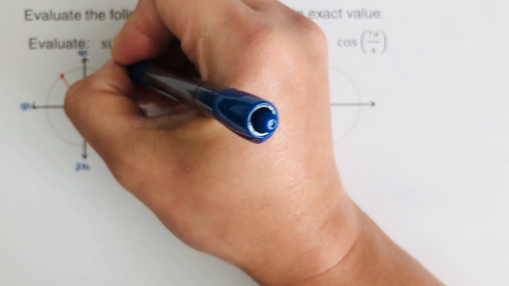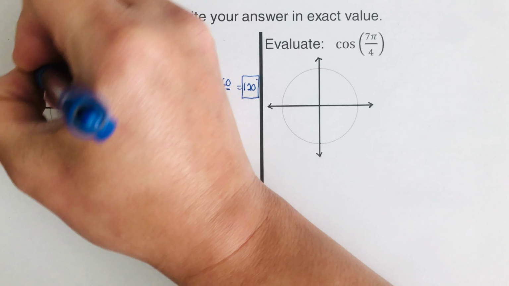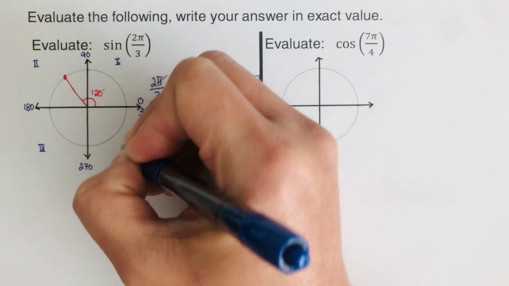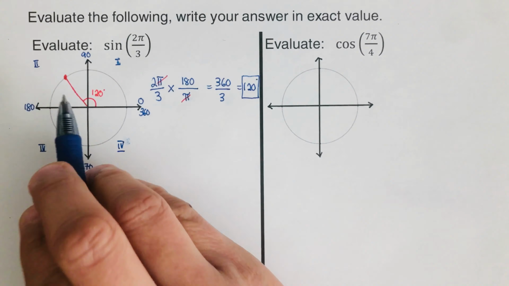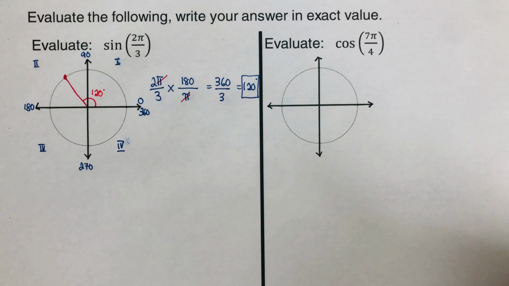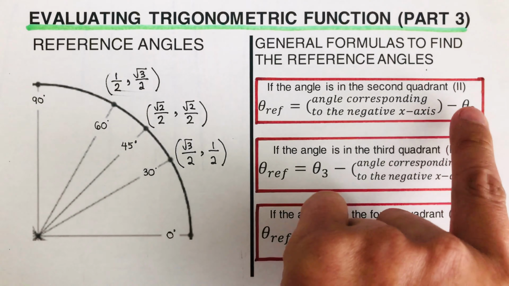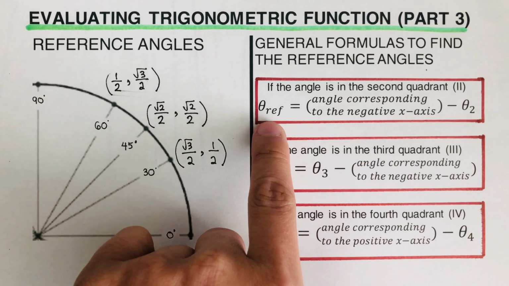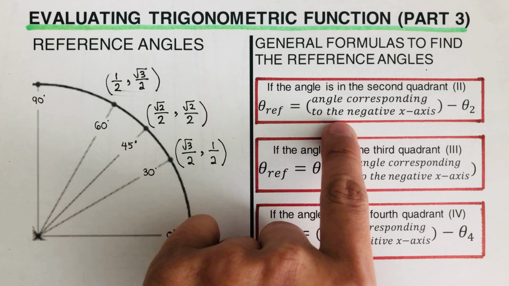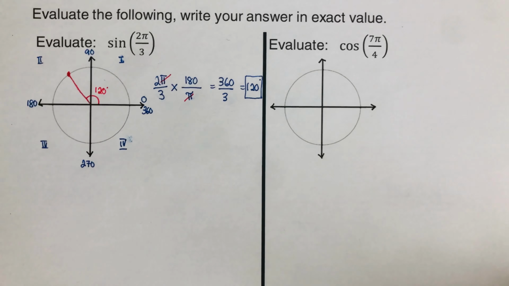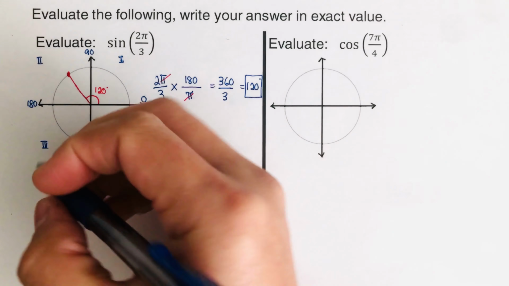Remember, this is the first quadrant, this is the second, this is the third, and this is the fourth quadrant. Since this is on the second quadrant, we are going to use this equation right here. That is, the reference angle is equal to the angle corresponding to the negative x-axis minus the given angle. So in this problem, I'm just going to show the reference angle for this.